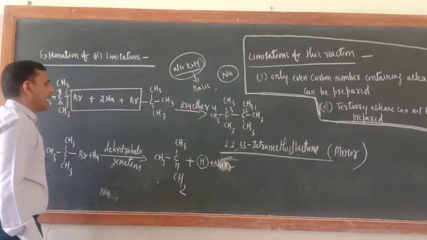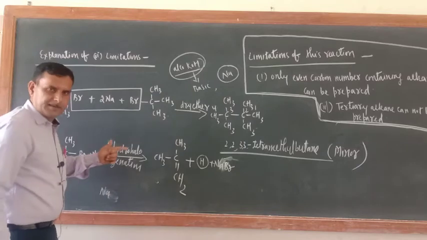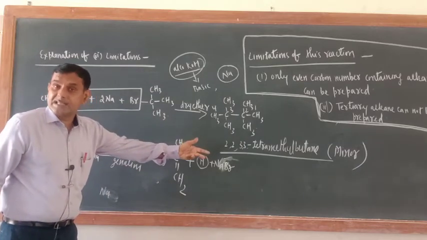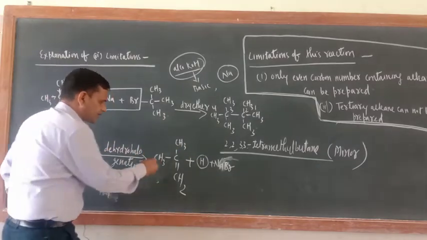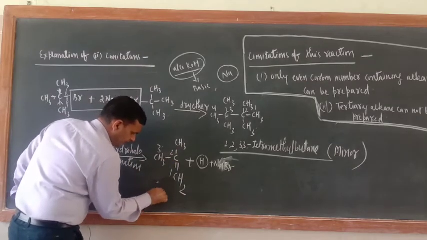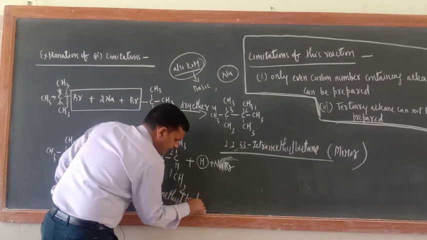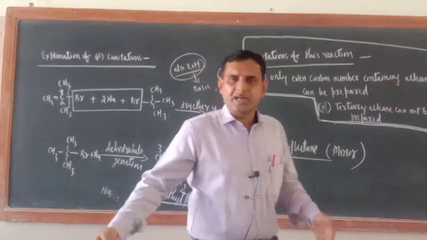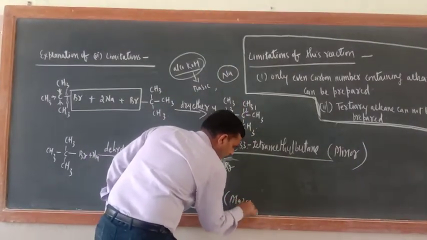Now what about this H? Try to understand. This reaction is taking place in the presence of dry ether, so it will be present in the solvent, dry ether. Now what is this product? This is 2-methylpropene. Okay, so this will be the major product.